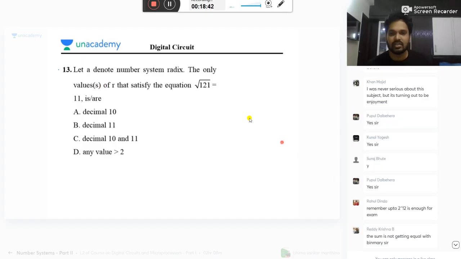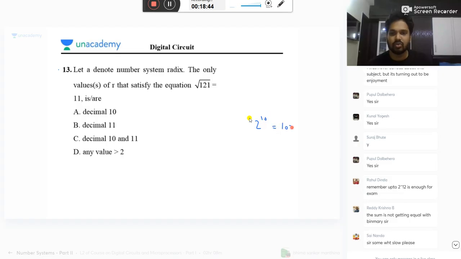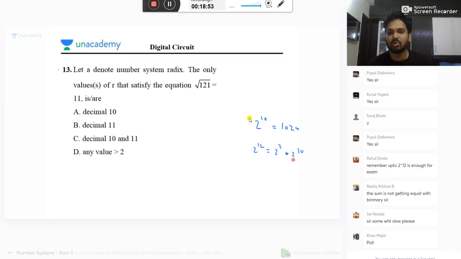Ready? 2 power 10 is enough. 2 power 10 is 1024, which is just 1 KB. You should remember up to this. Then 2 power 12 can be remembered as 2 power 2 into 2 power 10. 2 power 2 is 4 now, so 4 into 1024. That should happen in your mind.